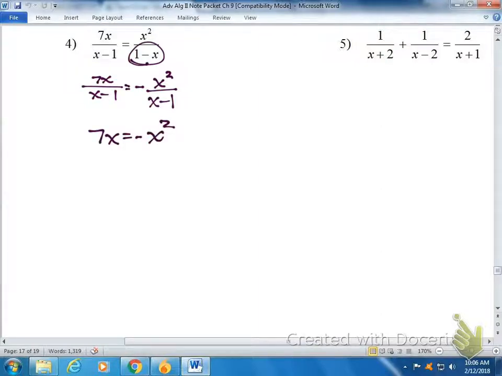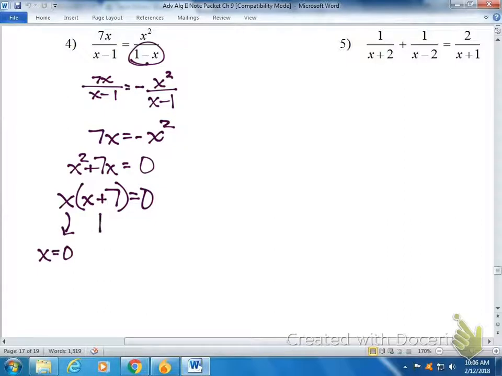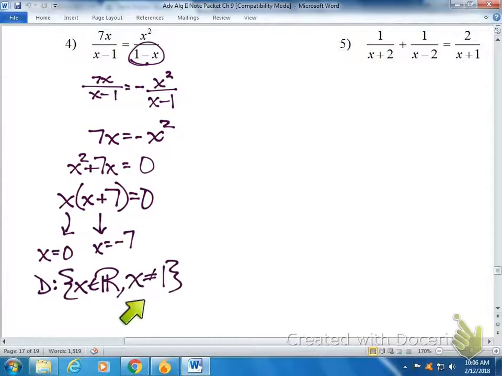Let's go through this strategy, though, because you can't just divide by an x. Don't do that. You're going to lose an answer. So add x squared to the other side and set it equal to 0. And we have two possible solutions, either 0 or negative 7. We've got to check our domain. Because we just can't be a 1, these are it. These are our solutions.